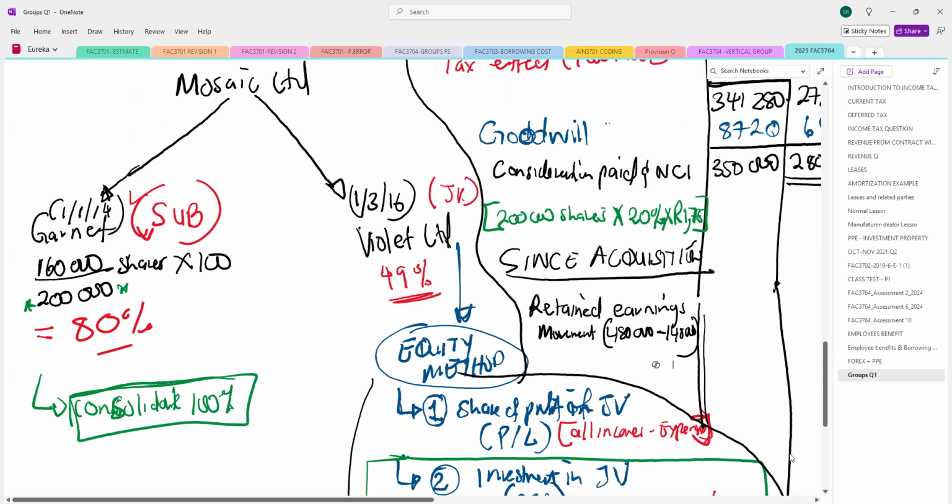Now let's calculate the value. How much has it increased by? 480,000 minus 140,000. How much is that? $340,000. 340,000, that's correct. So 340,000 is my movement.